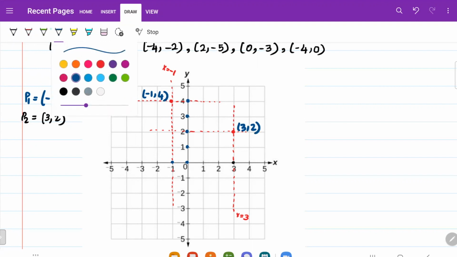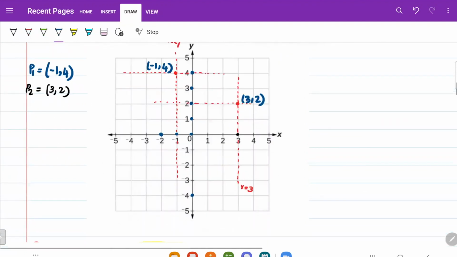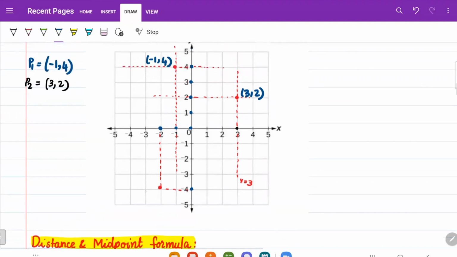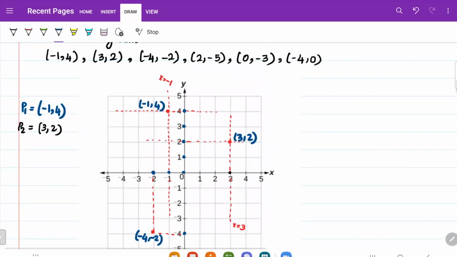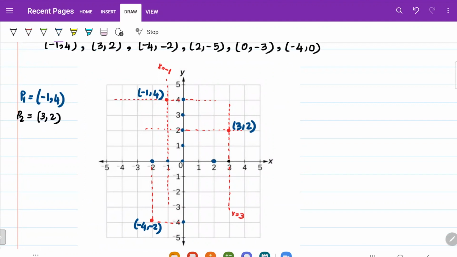Similarly, we plot the other points. We have (-4, -2). Here is -4. Here is our -2. The intersection here would be this point here. So that is (-4, -2). All right. Next, we have (2, -5). So here we have 2, and this is -5. You find the intersection. This is (2, -5).